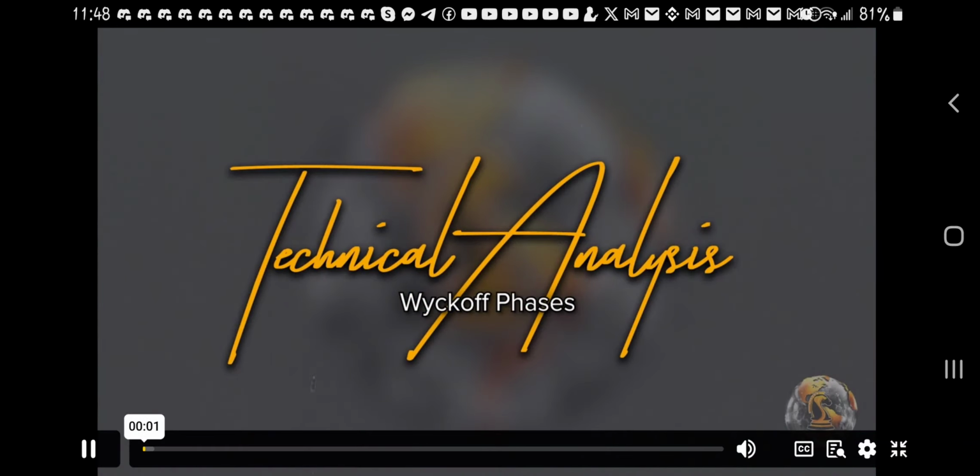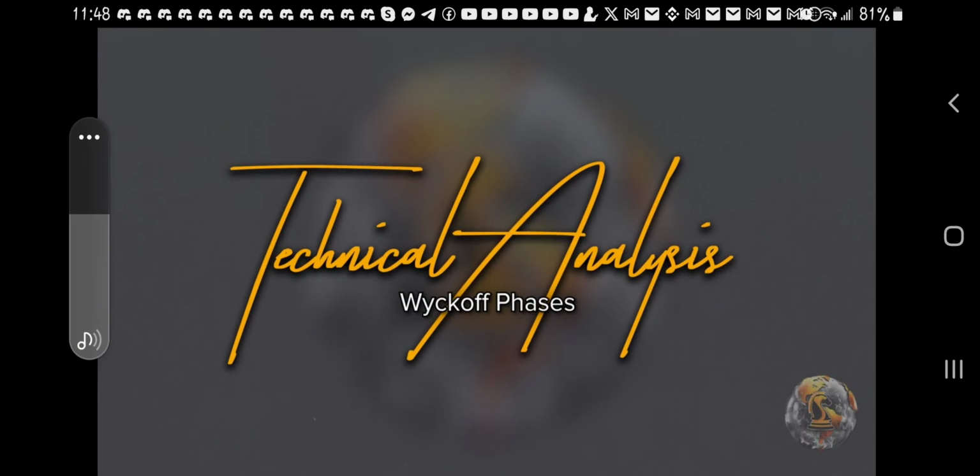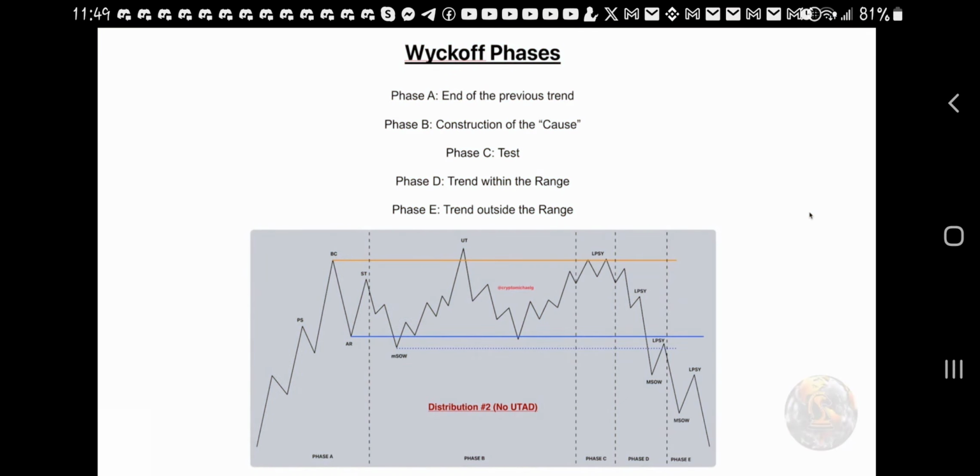This lesson is going to cover the Wyckoff phases. We have 5 phases in any Wyckoff schematic, accumulation or distribution. And those are phase A, B, C, D, and E. So phase A is where the previous trend ends.